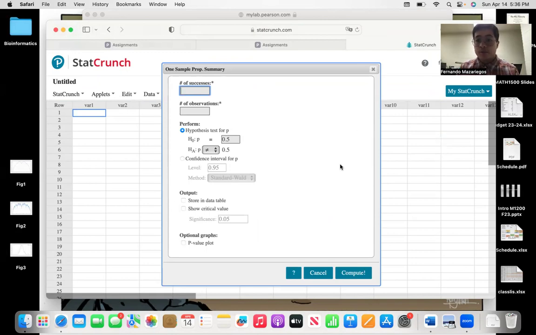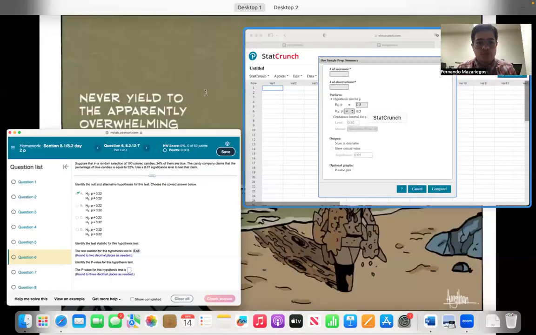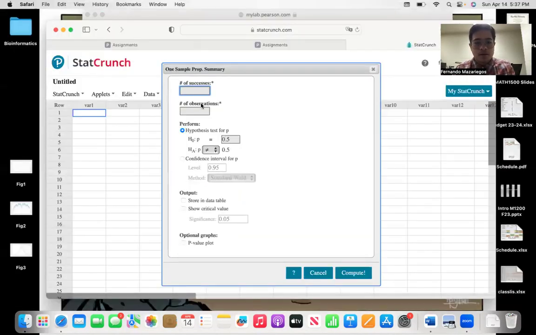Number of successes. Notice we don't have that in this problem. We want to know how many of the candies are blue. We are not directly given that number, but we can find it because we know that 24% of 100 candies are blue. So we multiply 100 times 0.24, and we get 24 successes. Number of observations means sample size. How many candies did we look at?